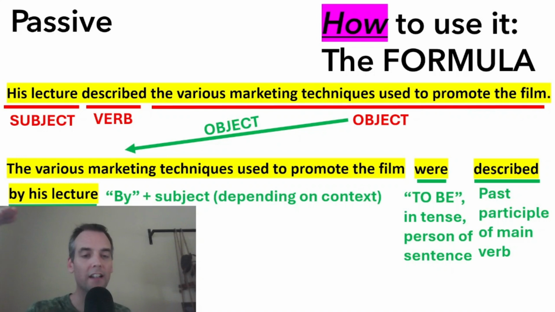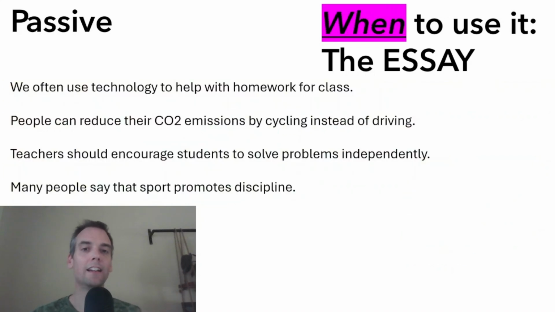So we've got an active sentence transformed to a passive sentence for the reasons we said before. Can you do it in an essay? What I've got here is some sentences from a previous video of mine where I went through the top 10 C1 essay topics. These are possible sentences that could be used in C1 essays.